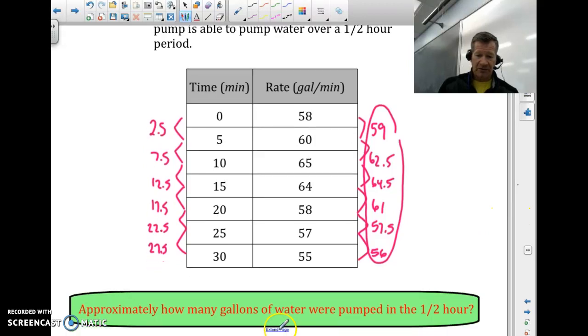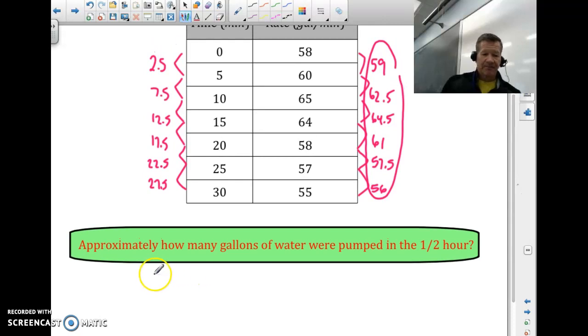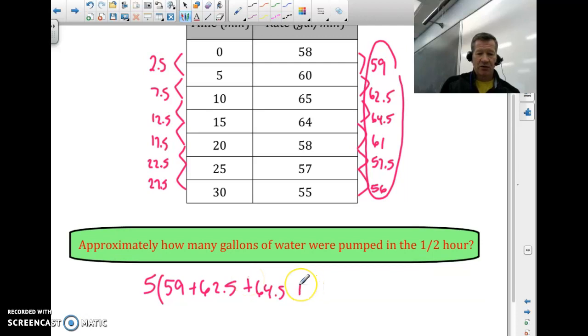I'm going to go down below here, give myself some space, but not too much so I can see this. The base is 5, and then times all the heights. So the sum of 59, 62.5, 64.5, 61, 57.5, and finally 56. So if we add all those up and multiply by 5, we will get the number of gallons pumped.